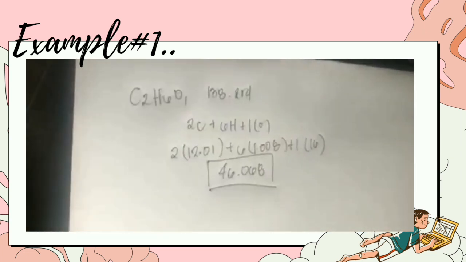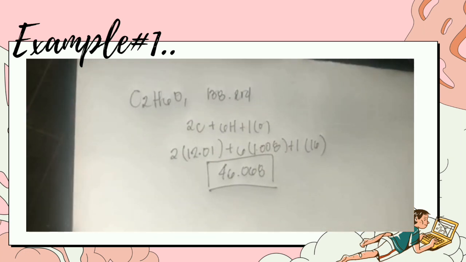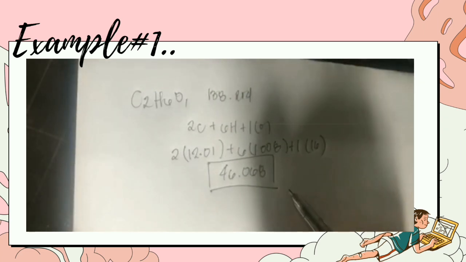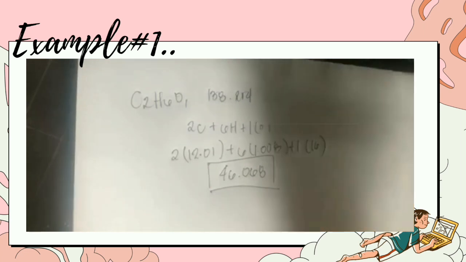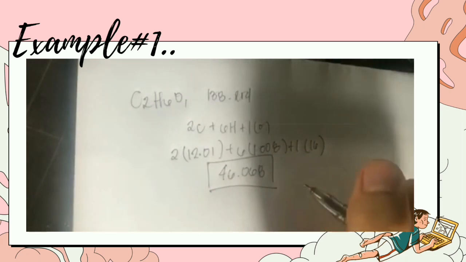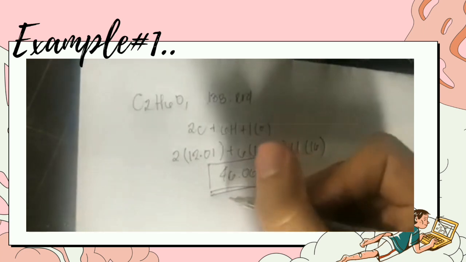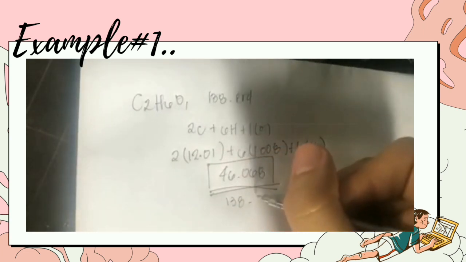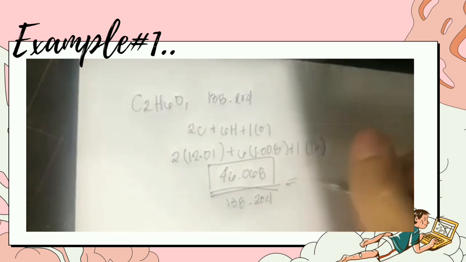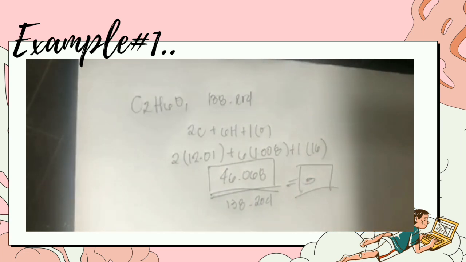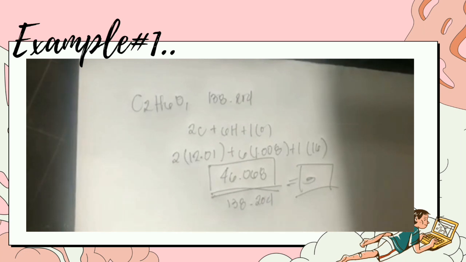So now, the third step, we will divide 46.068 by 138.204. 46.068 over 138.204, and if we calculate it on the calculator, the answer will be 3. So now, the fourth step, we need to multiply the subscripts of the empirical formula by 3.